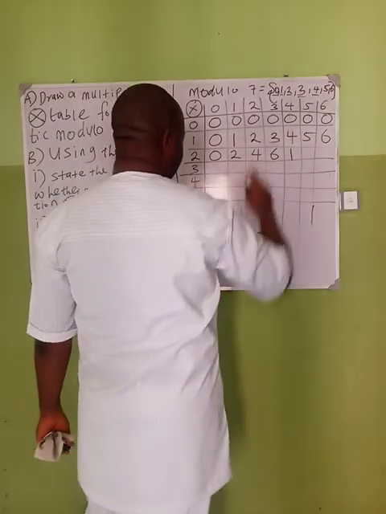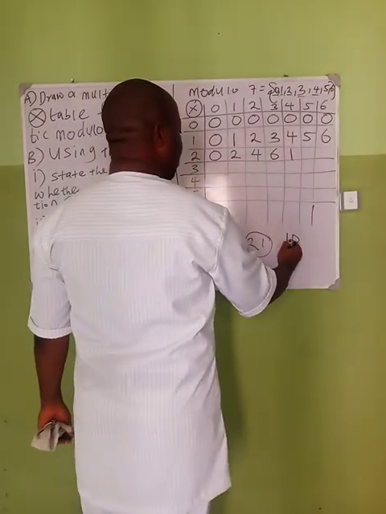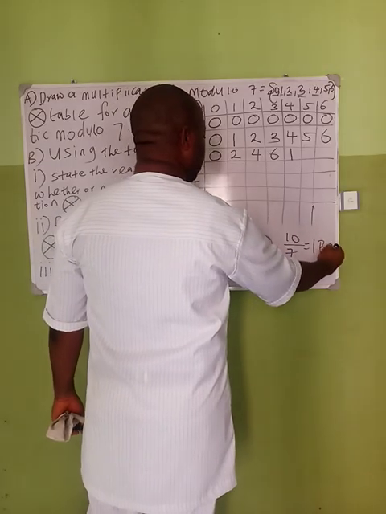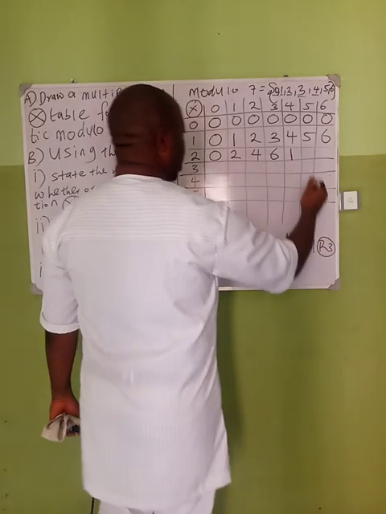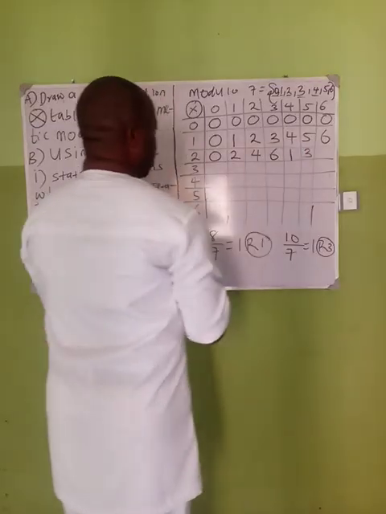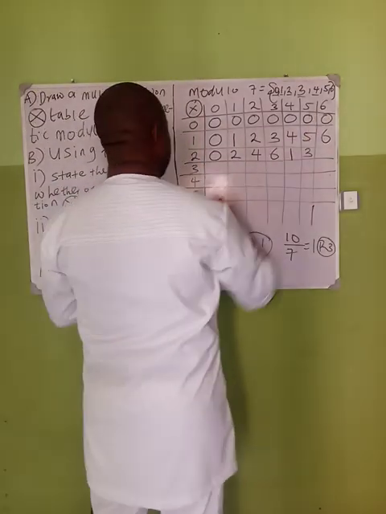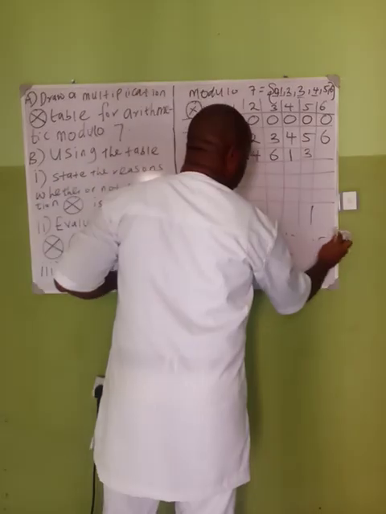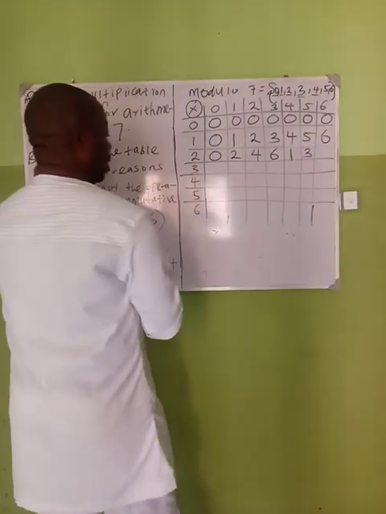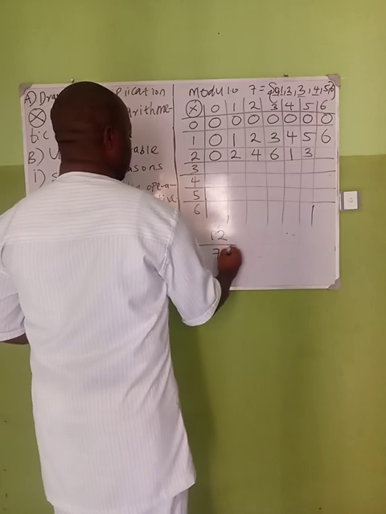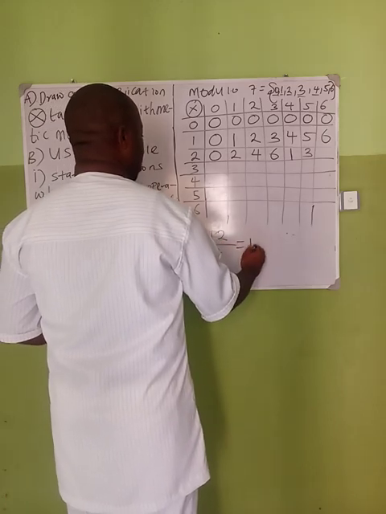Then 2 times 5. That gives us 10. So I divide it by 7 again. This will give me 1 remainder 3. So this remainder 3 I'll write. So I'll write 3 here. And of course, 2 times 6 is 12. So for that, I'll write 12 and I'll divide it by 7. And this will give me 1.